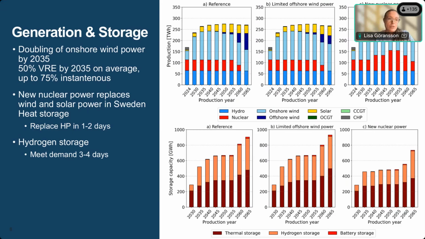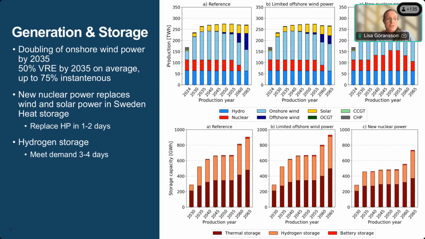And we can see that onshore wind power is basically doubling compared to today in all the three different cases up until 2035 to meet this new load that is coming in. If we then have new nuclear power coming onto the system, we see that it mainly replaces onshore wind and offshore wind in Sweden, and it has low impact on the import and export balance. And in all the three different cases, we have a situation where we have more than half of the electricity demand met by wind and solar power by 2035.